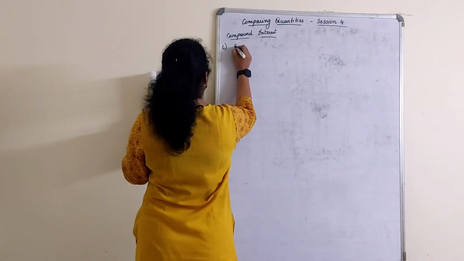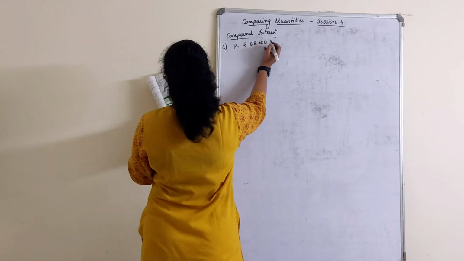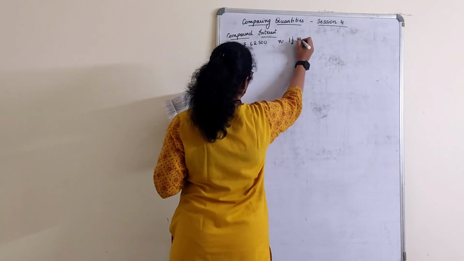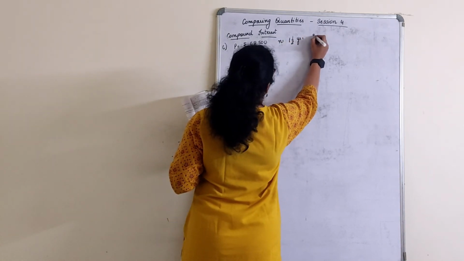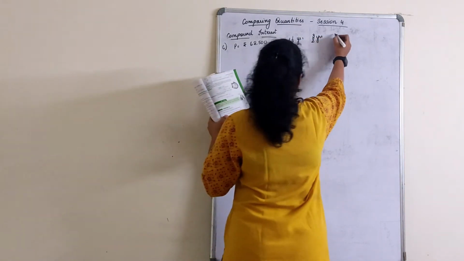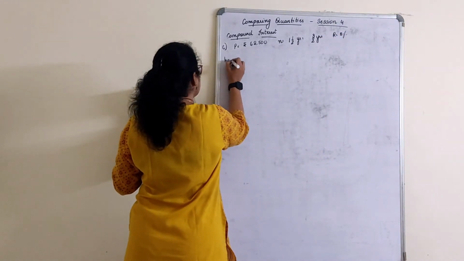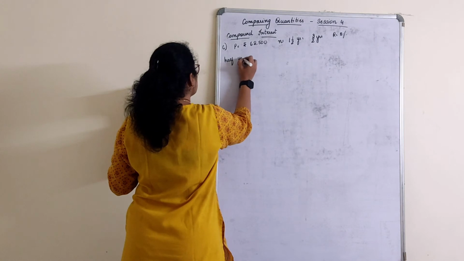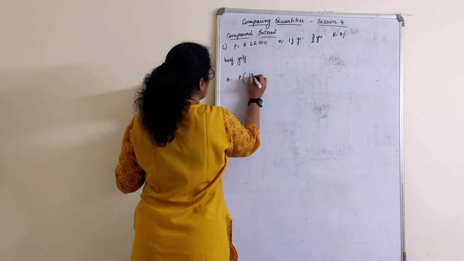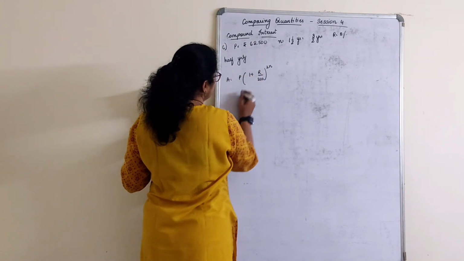See, principal is rupees 62,500. N is equal to 1.5 years, that is equal to 3 by 2 years. 8% is the rate of interest, compounded half yearly. So amount is equal to principal into 1 plus r by 200 raised to 2n.